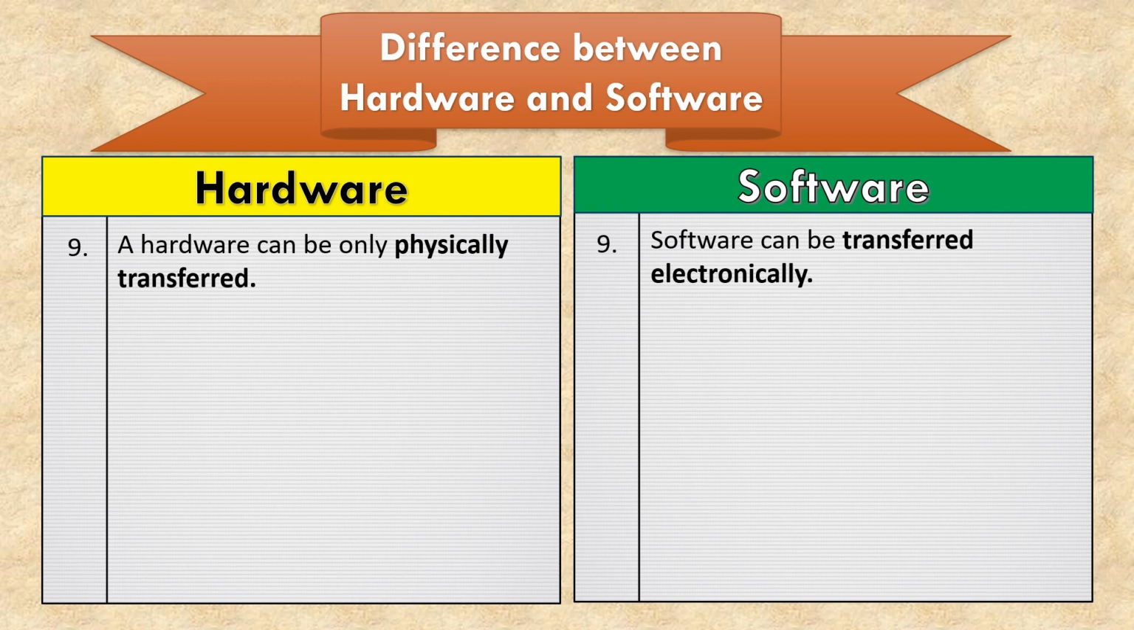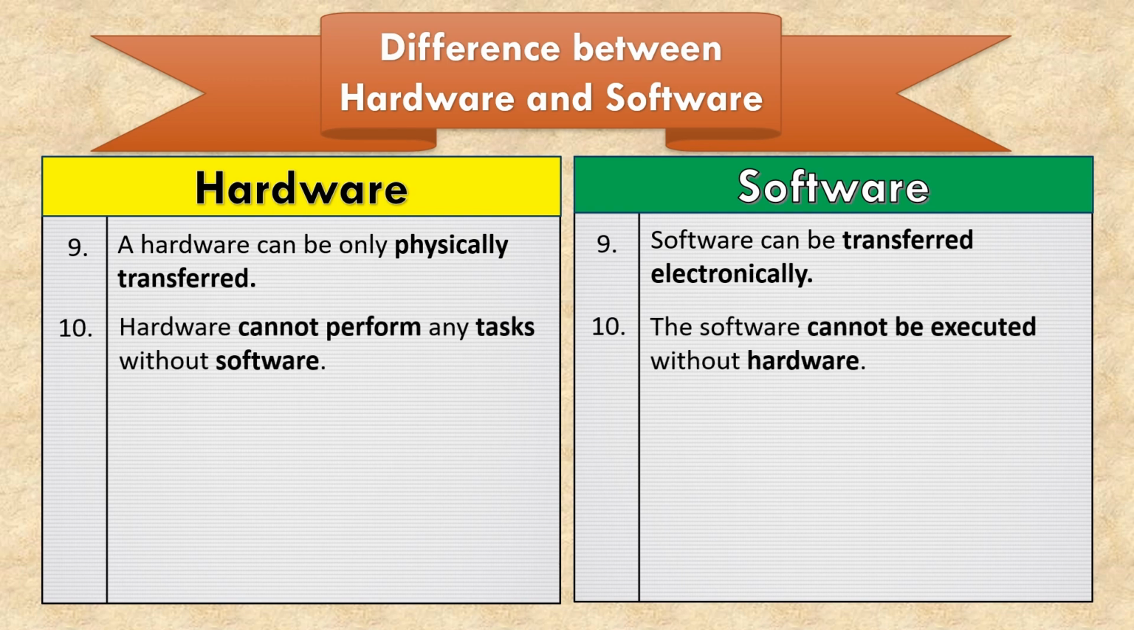A hardware can be only physically transferred. Software can be transferred electronically. Hardware cannot perform any tasks without software. The software cannot be executed without hardware.